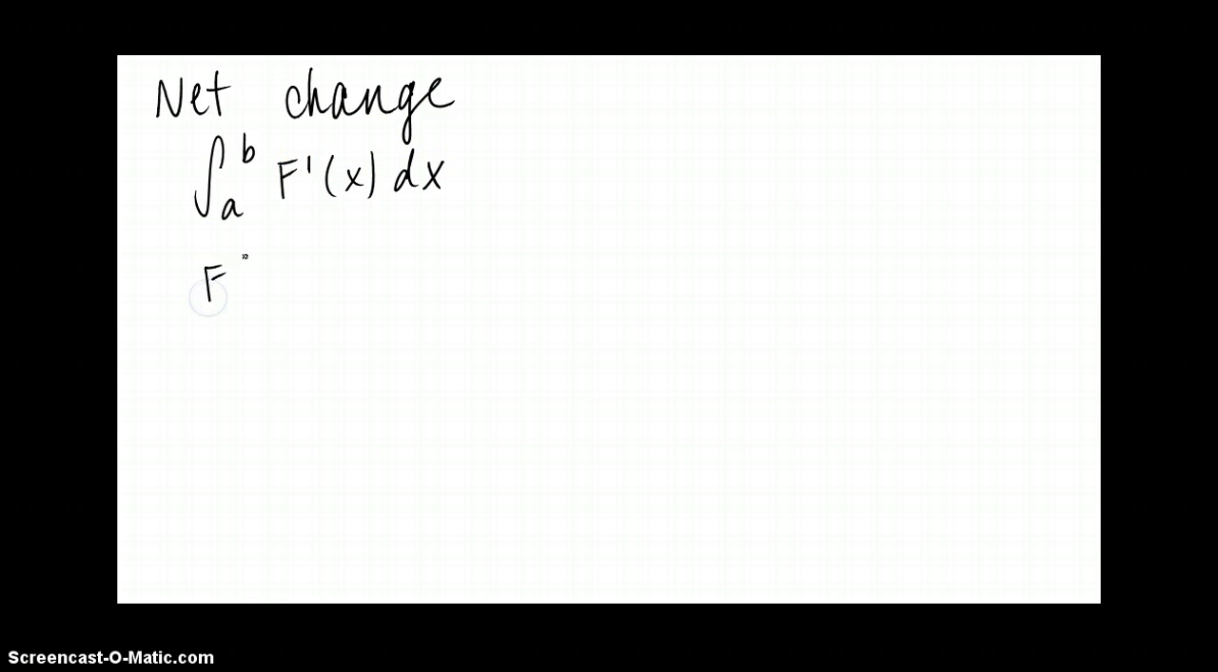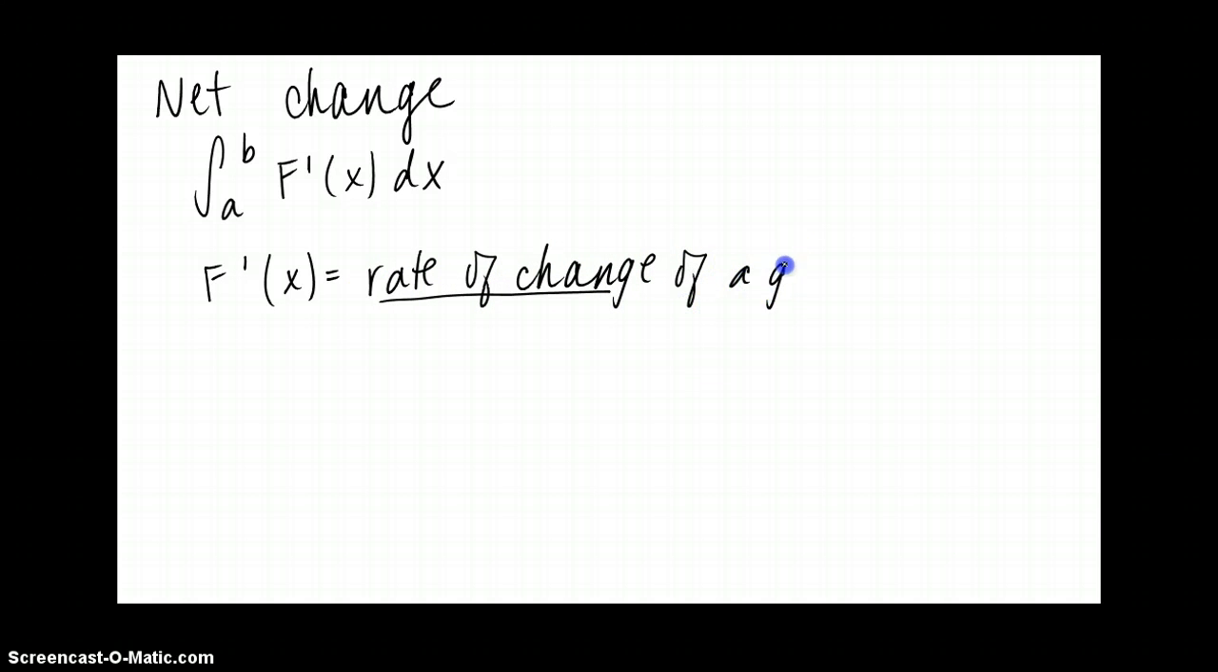okay, let's, f of x is the rate of change of some quantity, of a given quantity. All right, rate of change. That should in your head, what's a rate of change? A rate of change is a derivative. Okay, so keep those things organized. F prime of x would be the rate of change of some given quantity.